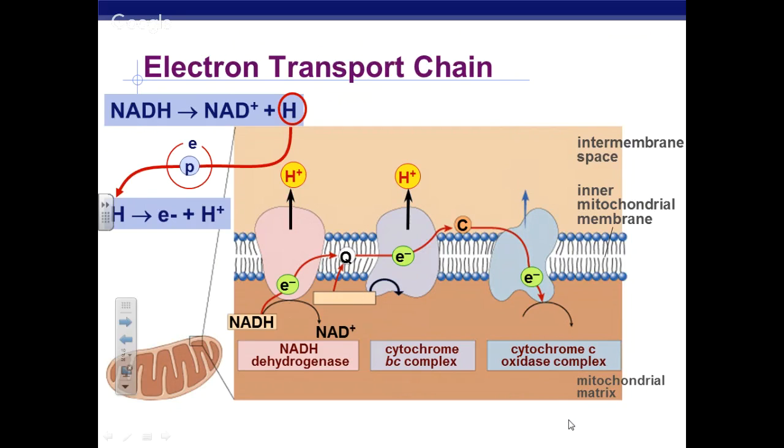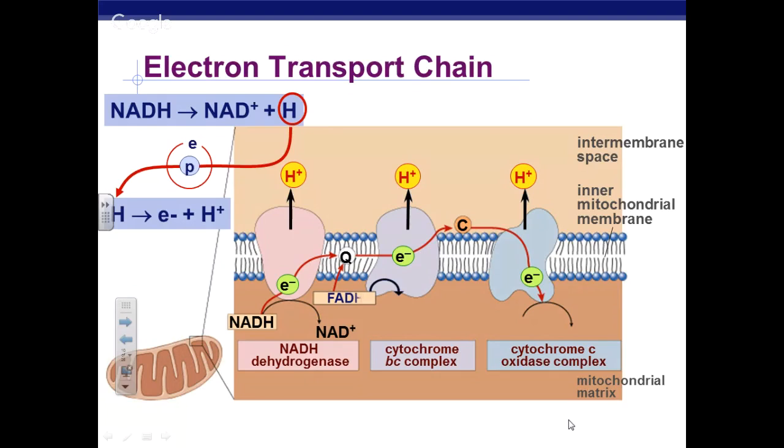It's actively transporting them. That means it's going against their gradient. So what's the pH like in this intermembrane space compared to the matrix? The pH is very acidic in the intermembrane space. There's a lot of hydrogen ions there. The hydrogens don't want to go that way in terms of the laws of thermodynamics. They don't want to go that way.